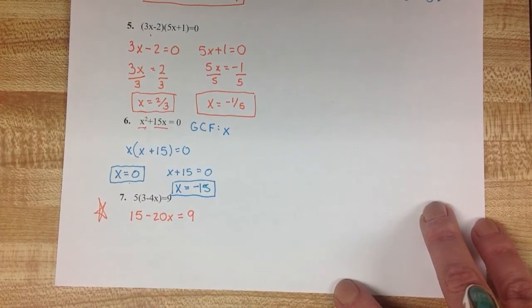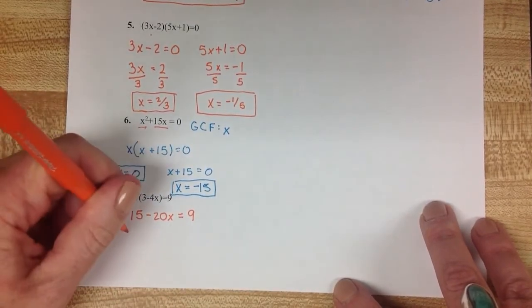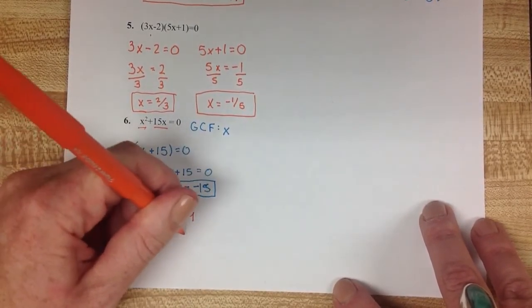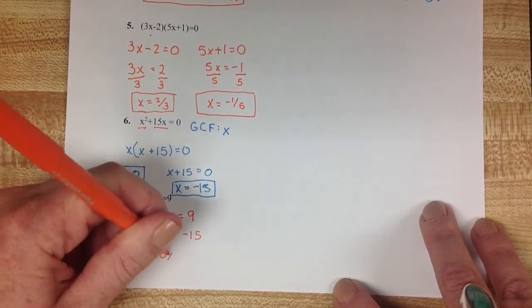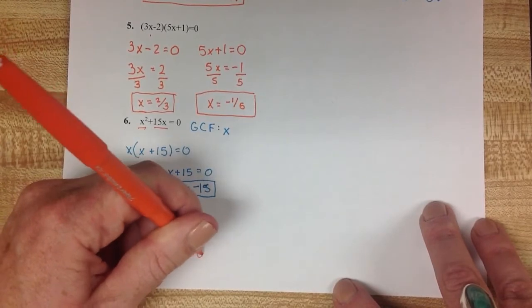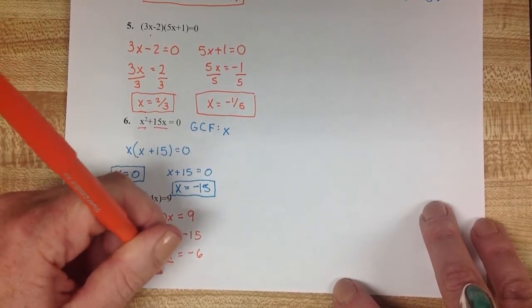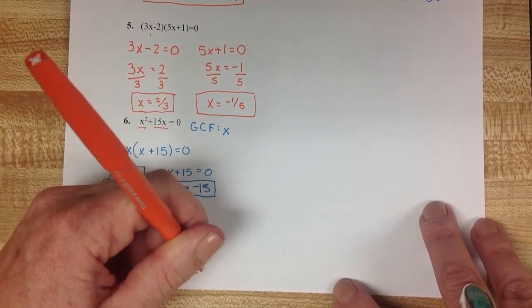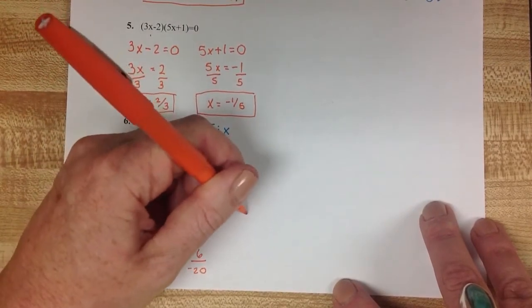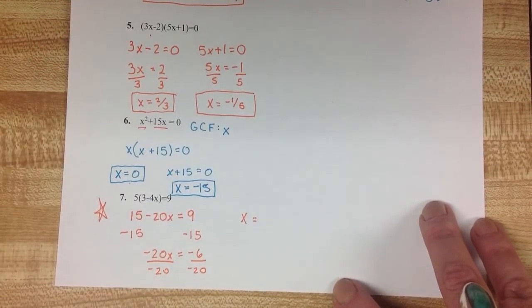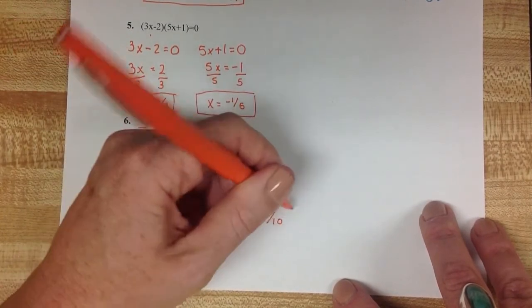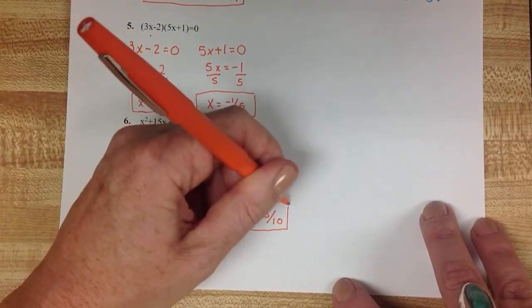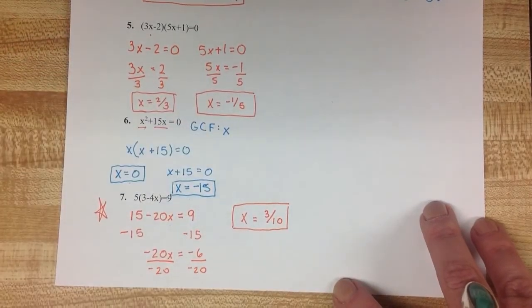I went ahead and distributed. I'm going to bring that 15 to the other side and get -20x is equal to -6. Divide both sides by -20. And running out of space, I'll put the answer over here. x equals a positive 3/10. If this caught me, it's probably likely to catch you.